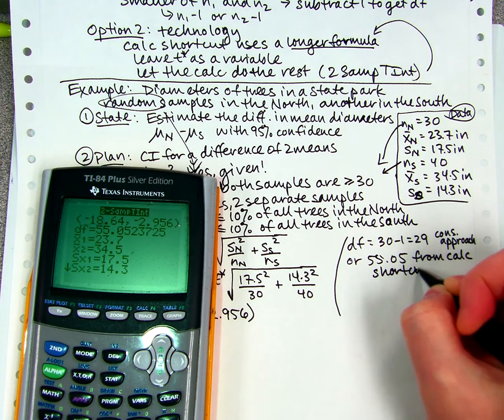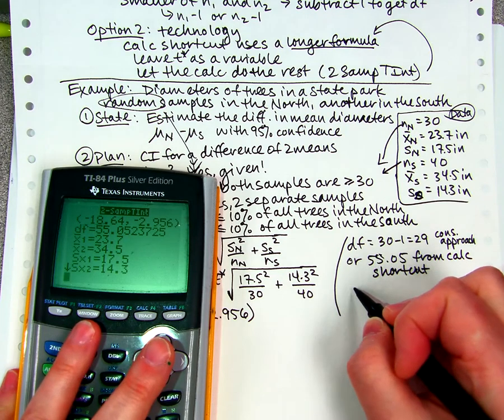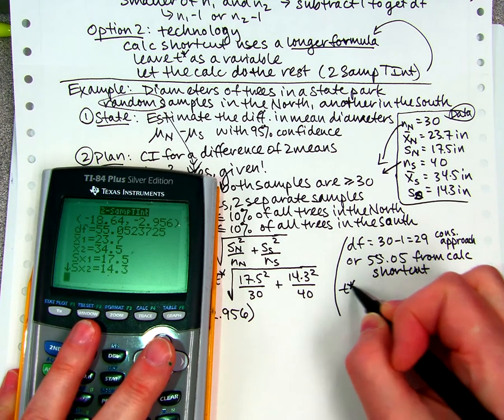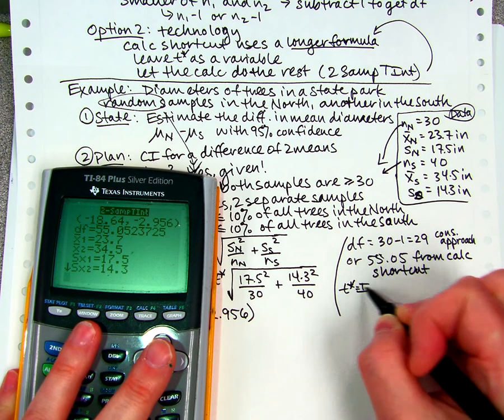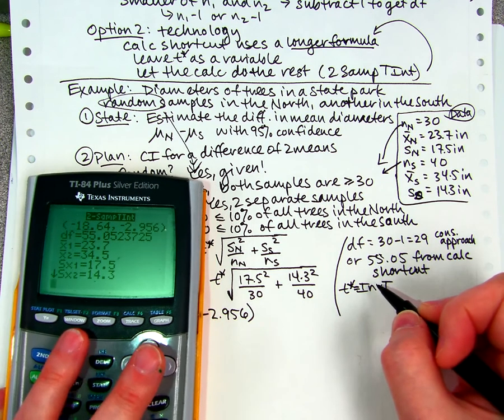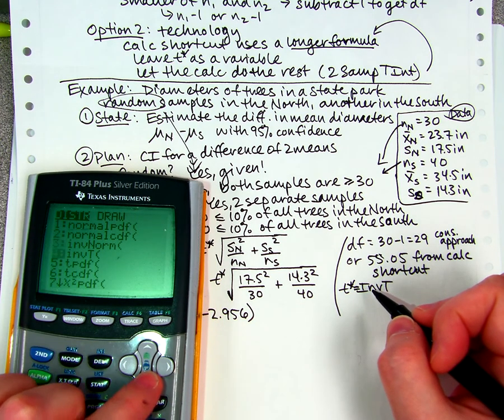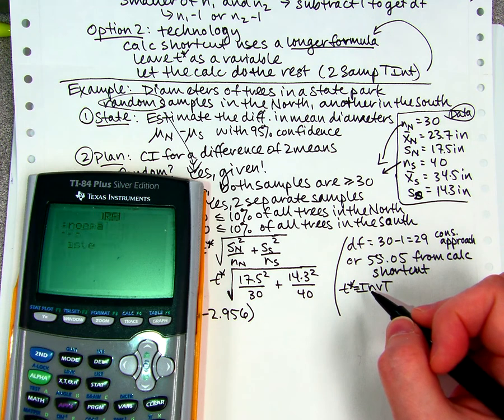So let's see how much of a difference that makes in our T star. I'm going to actually do T star both ways. So T star would be inverse T. By the way, inverse T is not on all calculators. It's only on the TI-84s, but you could go online and use the inverse T calculator that we found there.